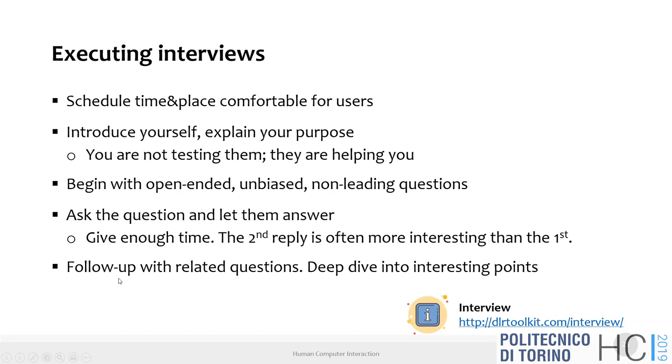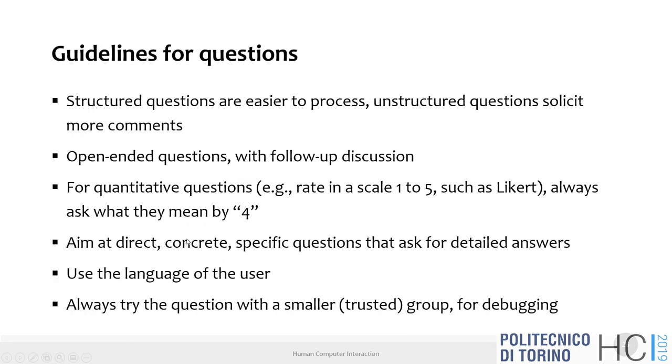And then, if something interesting comes out in a question, before moving to the next one on your list, follow up on the first. Tell me more about this. Why do you say that? Does it happen often? So that you can deep dive into interesting points, and some of these interesting points will be the features of your system. Because if you see that the same point is coming out in many people, then that will become a selling point, an important point. Something you should really care about.